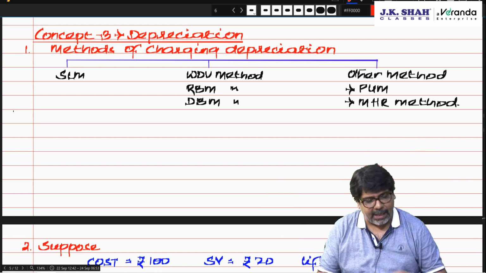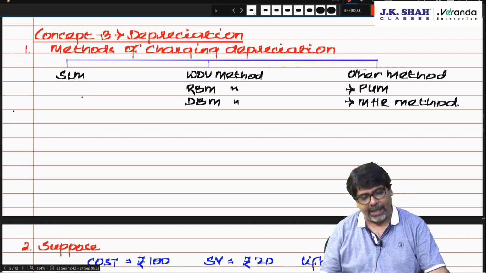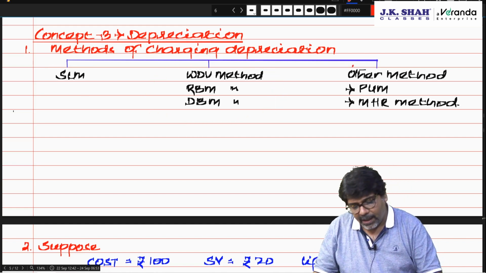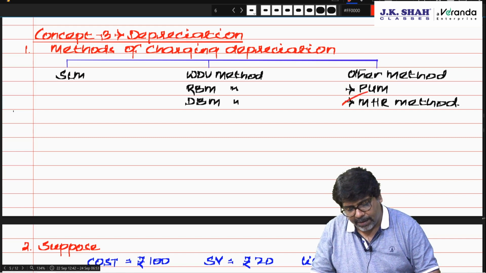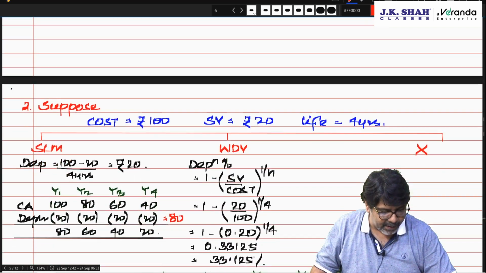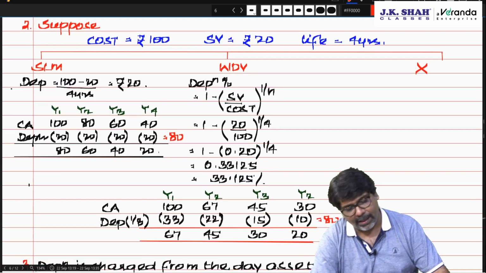Now depreciation: SLM, straight line method, WDV, reducing balance method, diminishing balance method. Other methods are production unit method, machine hour rate method. Any method we can follow. Am I clear? But total depreciation will never change. Total depreciation will never change.